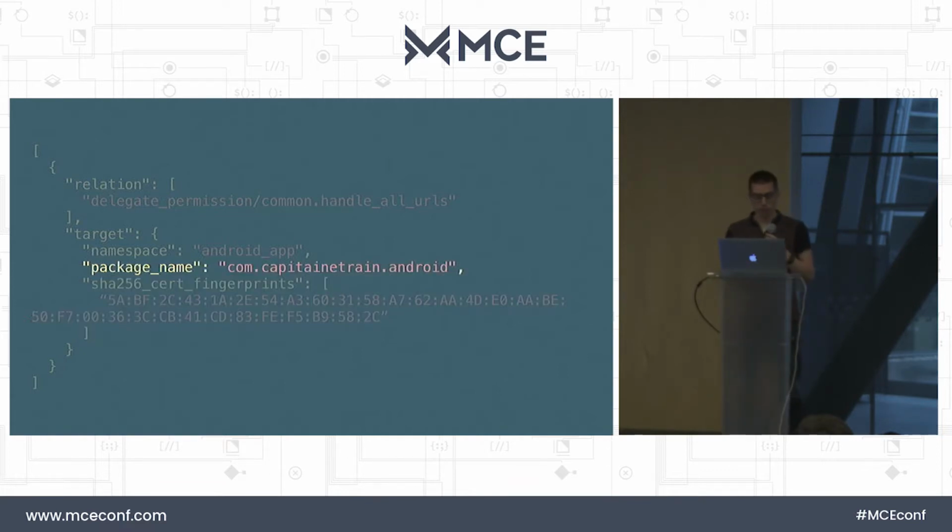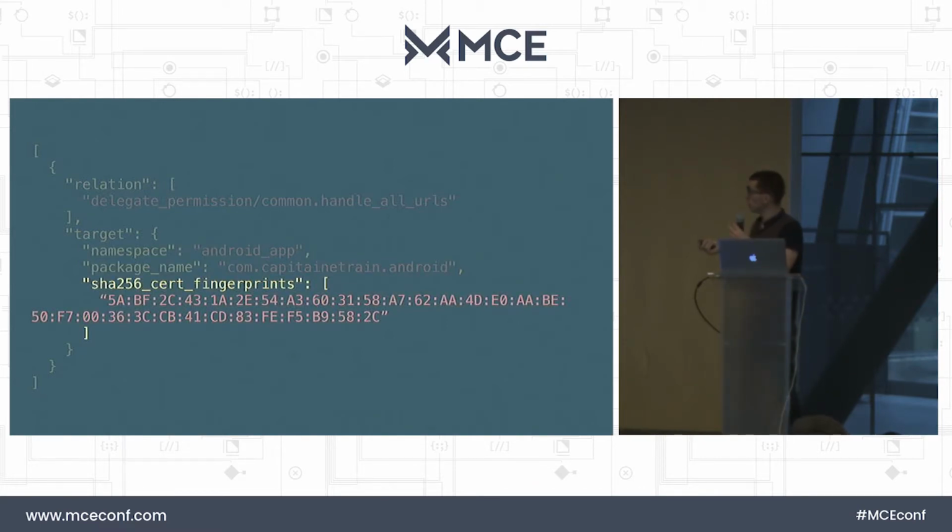In case of iOS, you can replace the namespace with iOS app, and you won't have a package name, but you will have the app ID, which is the app ID that you can find on iTunes. Just one quick note here. You can see that it's an array, so you can put several fingerprints in it. But believe me, I encourage you not to do that. Actually, it's only syntactic sugar, so if you put several fingerprints in it, it will be like having several blocks with the same relationship, with the same target, but a different fingerprint. So I would recommend having several blocks.